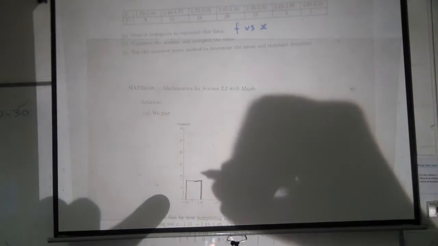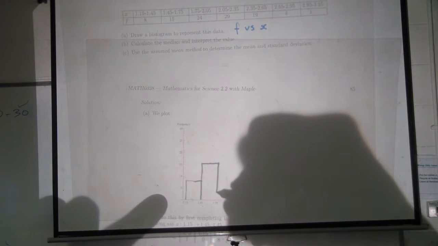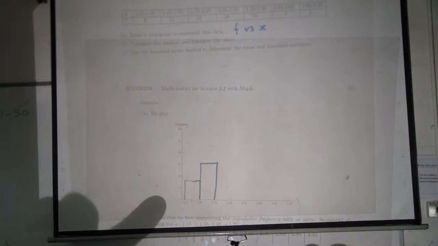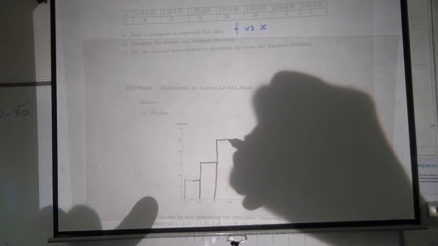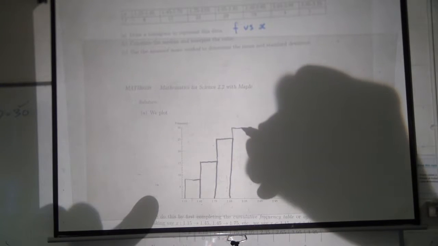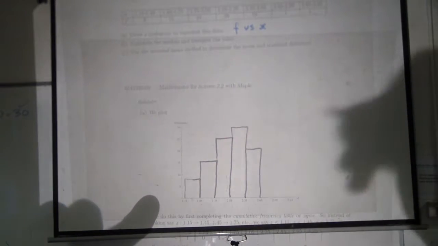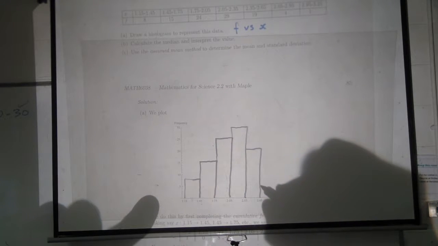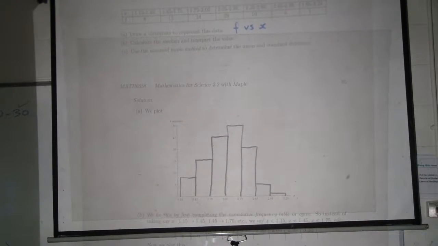There we go. Up to 15. Up to 24. Obviously this is easier on graph paper. Up to 29. 19, 4, and 1. So this is your histogram, F versus X.